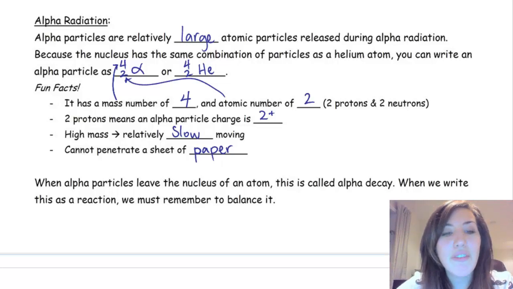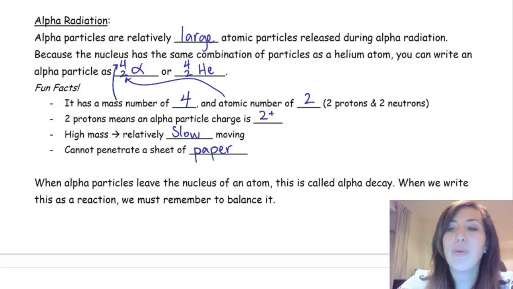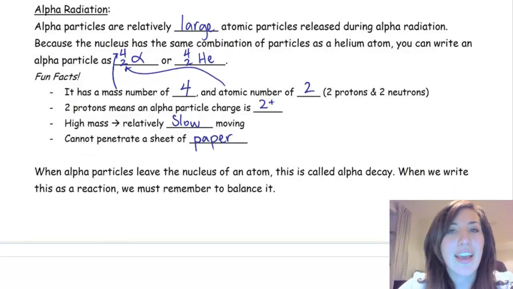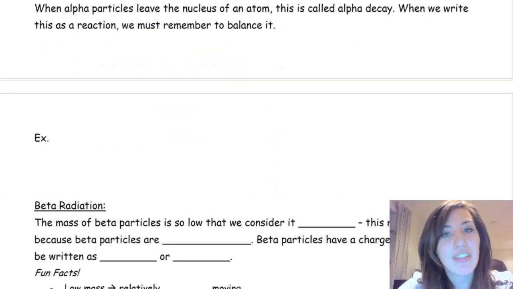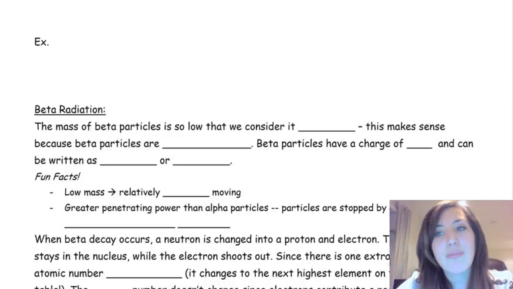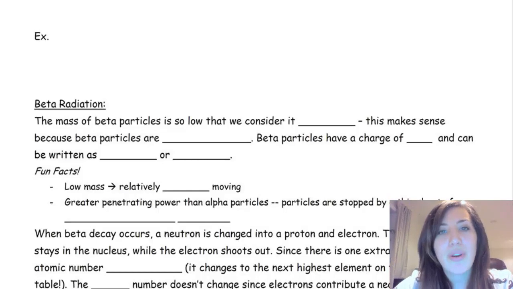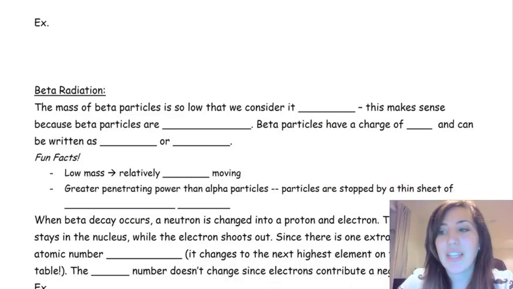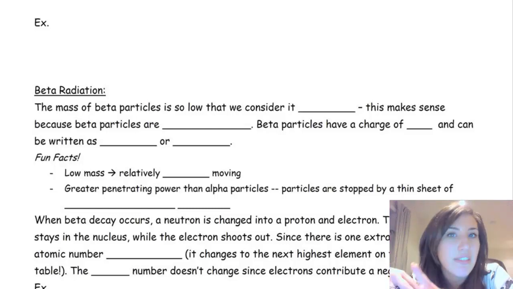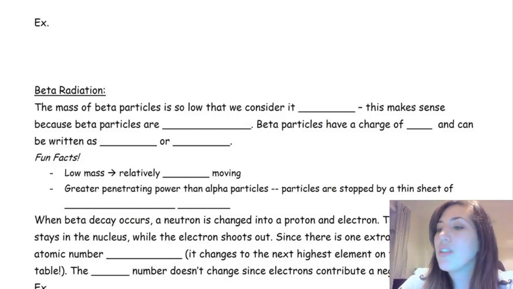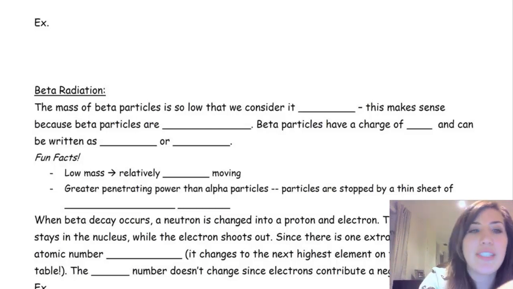When alpha particles leave the nucleus of an atom, this is called alpha decay. When we write a reaction when this happens, we must remember that it needs to stay balanced on either side. We're not going to be balancing the same way. We're going to be balancing a little bit differently, just checking the mass numbers and the atomic numbers, that everything stays equal even though it gets divided up a little bit differently. So let's take an example here for alpha decay.